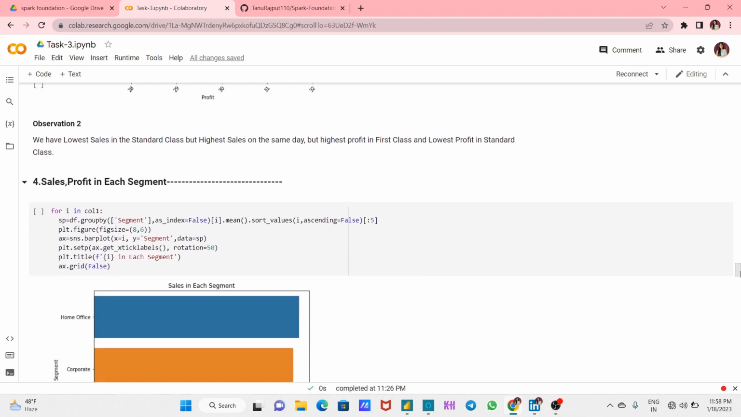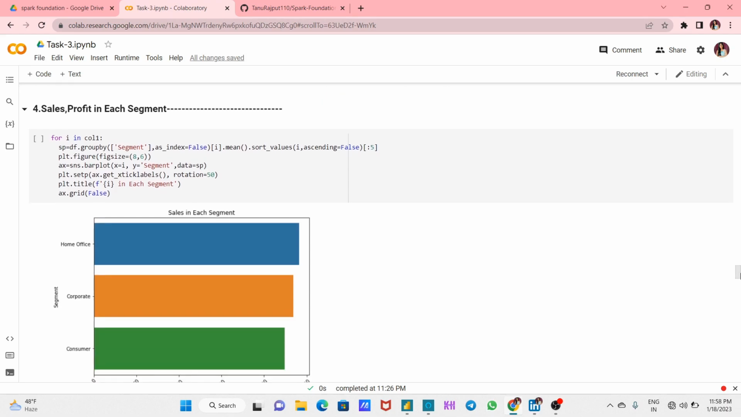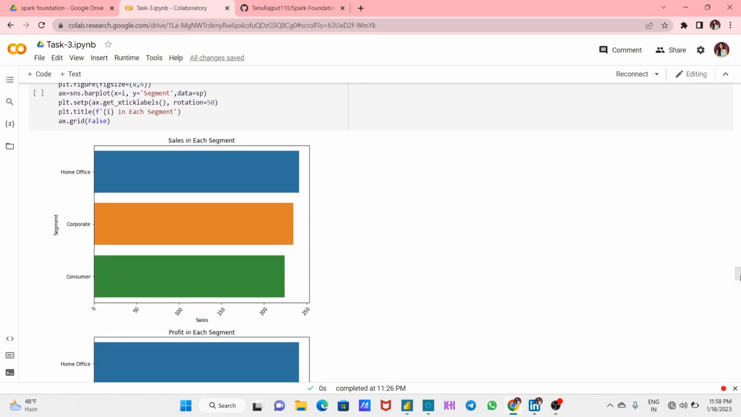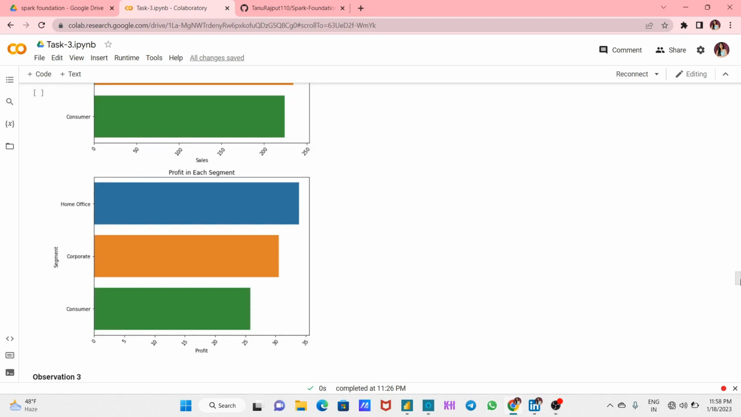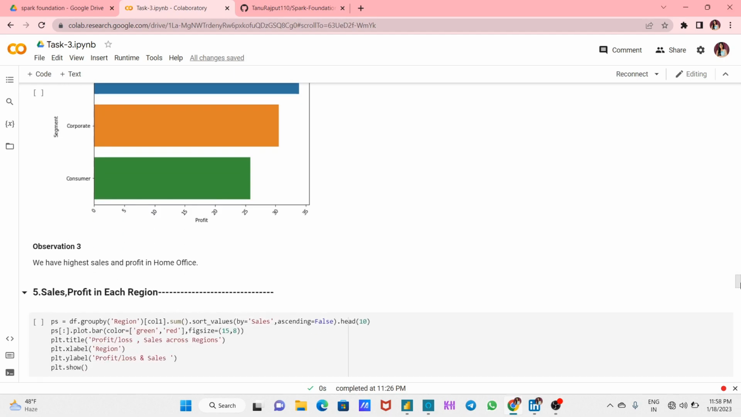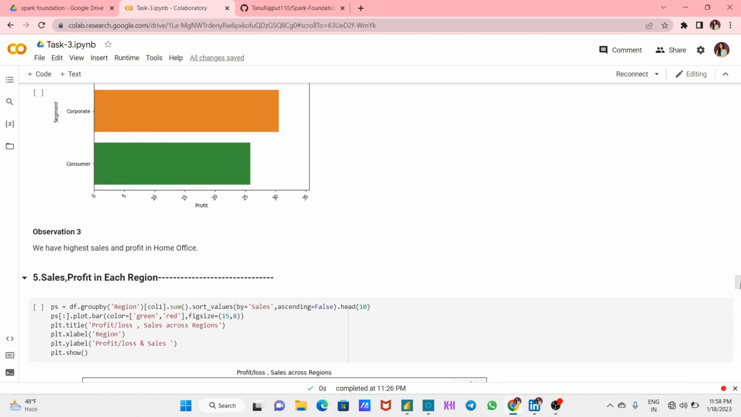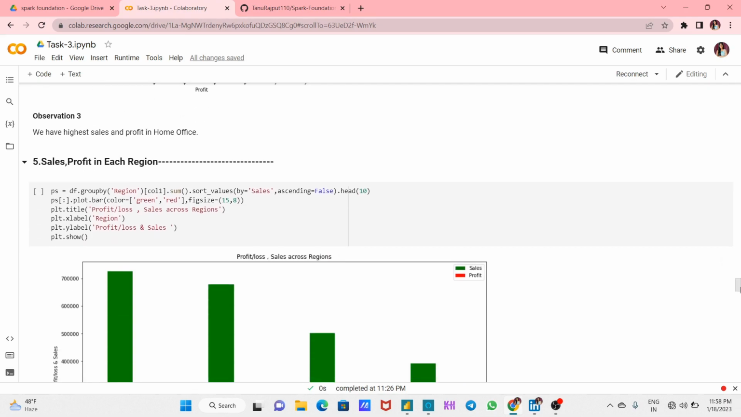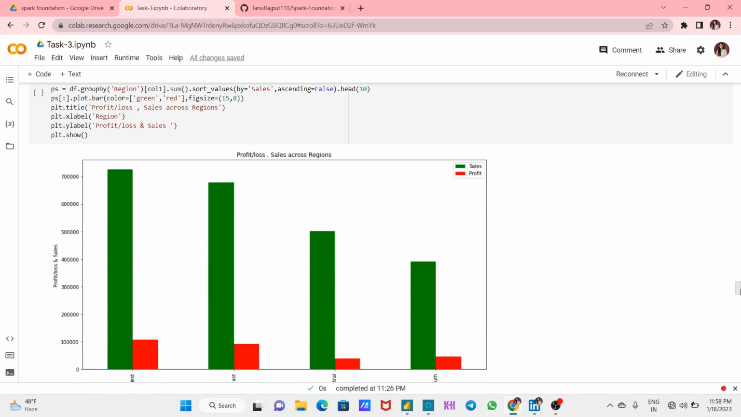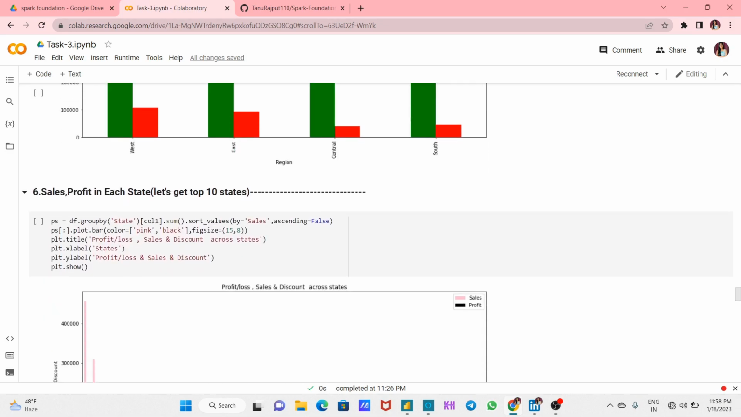Okay, so it's time to see all the sales, profit or loss in each segment. So for each segment, we can clearly see that for home office, we have higher sales, and again, we have higher profit for home office. So we have highest sales and profit in home office. Now it's time to see all the sales, profit and loss in each region. So we can see that sales in the west region are the highest, and also the profit in the west region is the highest.